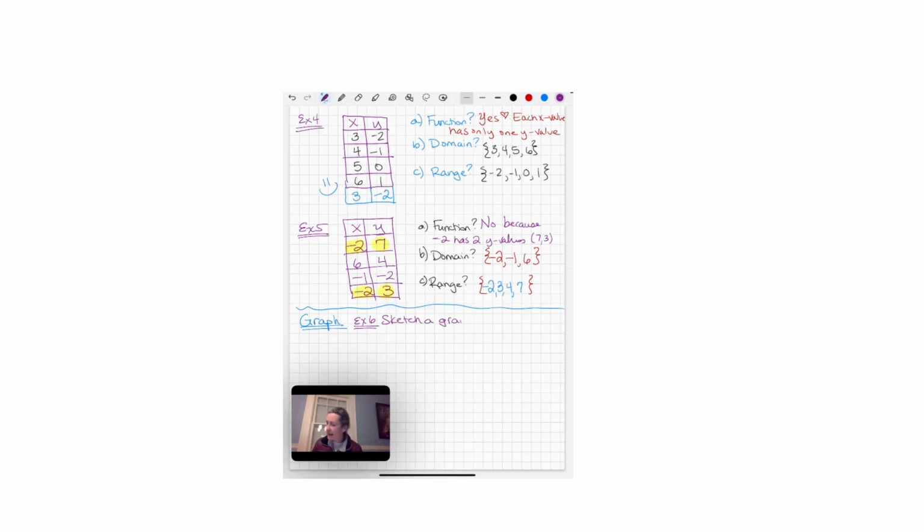It'll look like a scatter plot. So sketch a scatter plot of the points in example 5. Okay, so we're going to sketch a graph, do a little XY table, I mean my coordinate plane. We're going to plot those 4 points on our graph. 1, 2, 3.